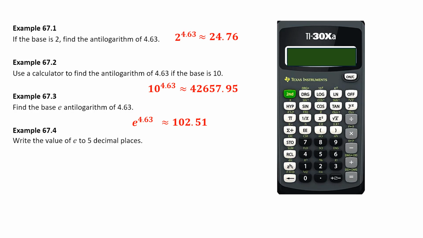And then the last example says write the value of e to 5 decimal places. And to do that, you're just going to pretend that you're finding e to the first power. So you'll hit 1, and then you will hit inverse e to the x. And that will give you about 2.71828.